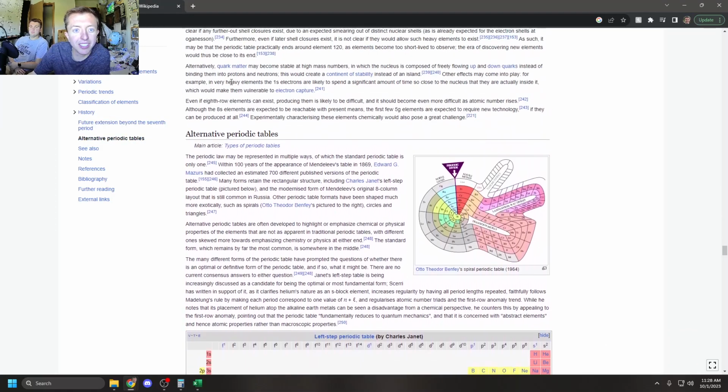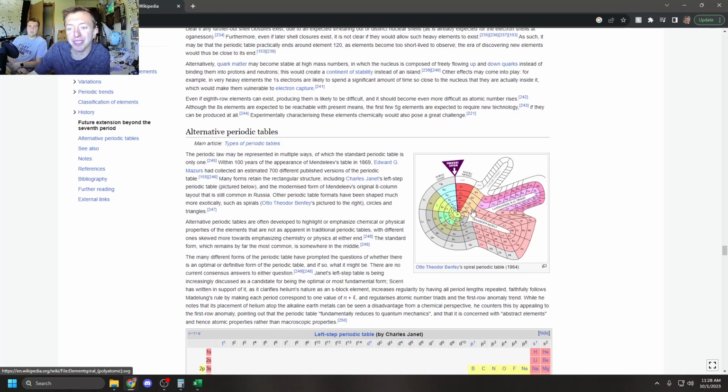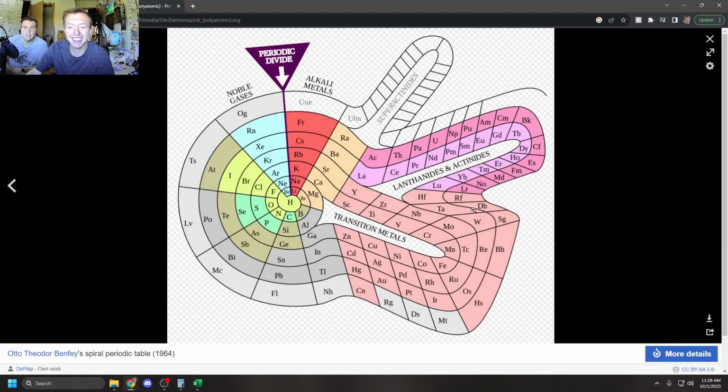Oh, here it is. Alternate periodic tables. Another way to organize it. Here's hydrogen, helium, lithium, beryllium, boron, carbon, nitrogen, oxygen, fluorine, neon, sodium, magnesium, aluminum, silicon, phosphorus, sulfur, chlorine. You just keep going around and around. It's another way.